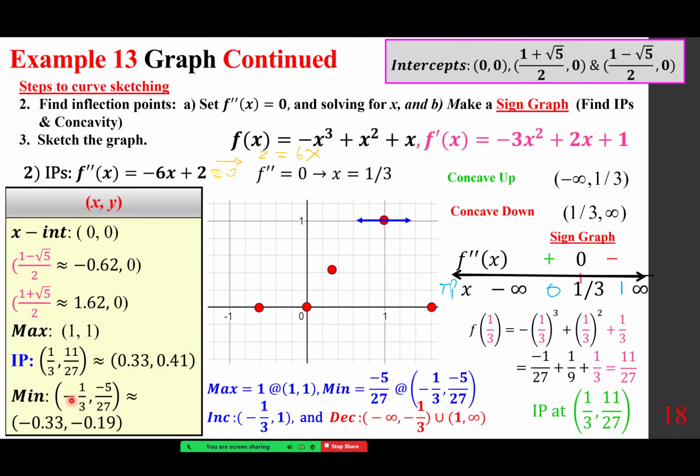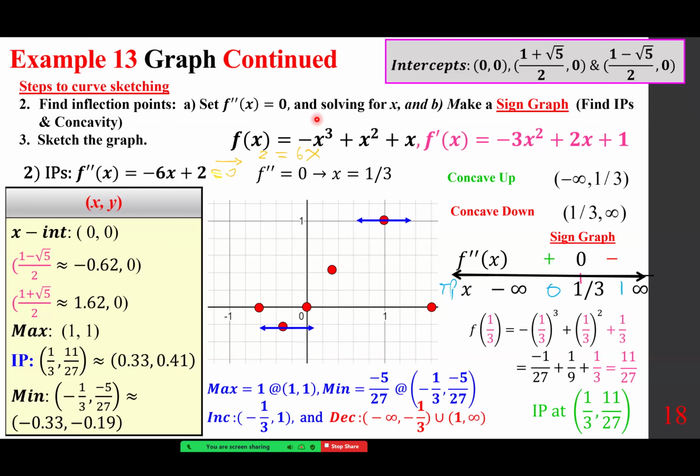The minimum is located at negative 1/3, negative 5 over 27, roughly minus 0.3, minus 0.2. So somewhere here is minus 0.3, somewhere here is minus 0.2. So putting it together, we get to this one. And again, we go back, we say it's the minimum. So we go with a double-sided arrow, meaning it can't cross that.